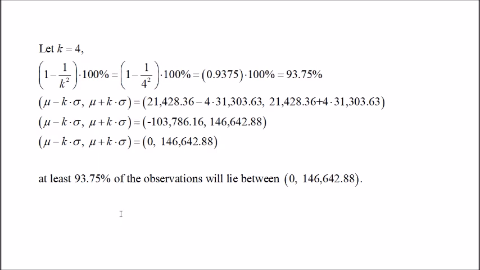And then the last one, when k is 4, we get 1 minus 1 divided by 4 squared, and then work all this out, we get 93.75%.